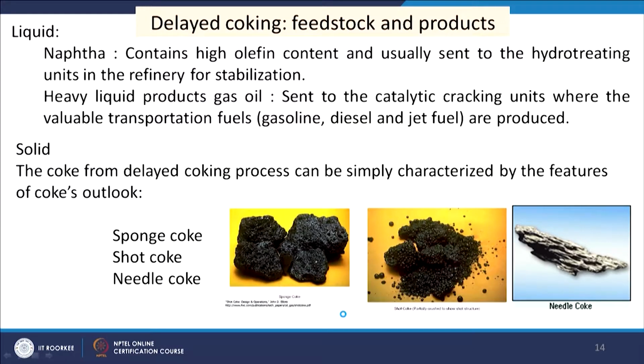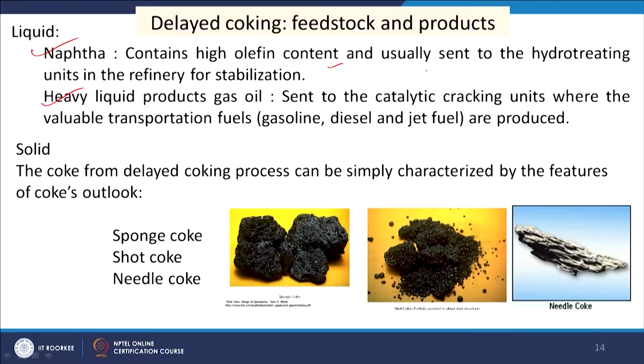And then the liquid part can contain naphtha or heavy liquid products, gas oil. So, naphtha and gas oil, these two products we can get from this delayed coking, and this naphtha contains high olefin content and is usually sent to the hydrotreating units in the refinery for stabilization. In the previous slides, we have discussed the mechanism and we have seen that olefins are formed. So, those olefins are present in it. So, it requires more hydrogenation and is sent to hydrotreating units in the refinery for its upgradation.